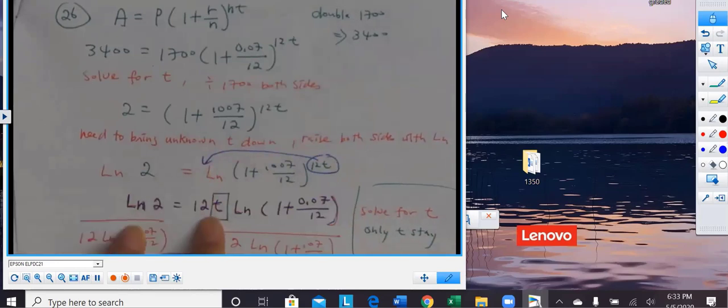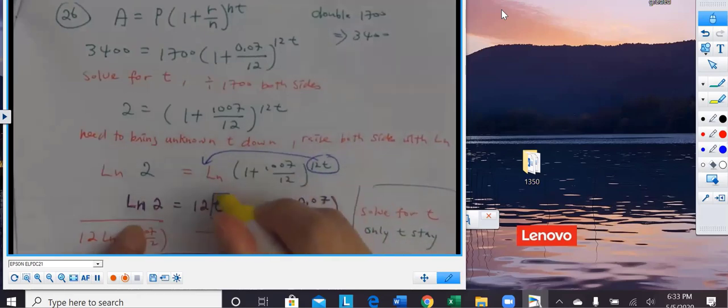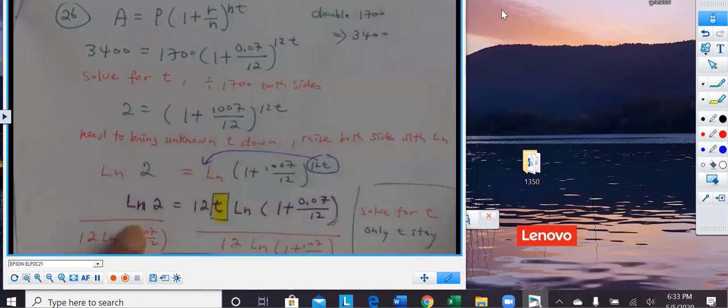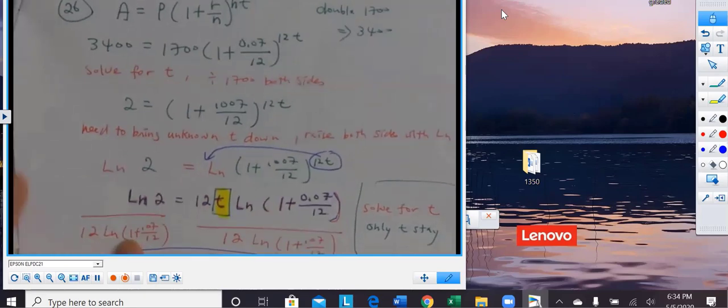So we got that. And the only thing I need to leave here is t. So I went ahead and divided everything else. I want t to stay on this side, so I divide by 12. I divide by ln of this big chunk of stuff. So put it on this side and put it in the calculator.